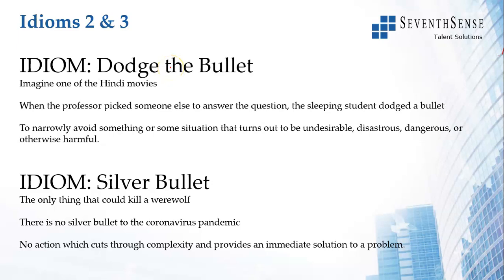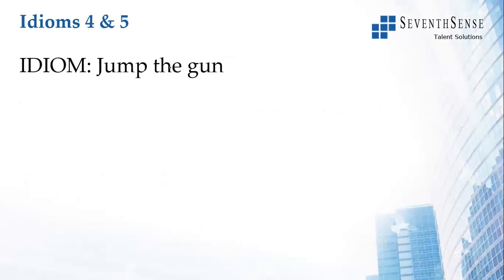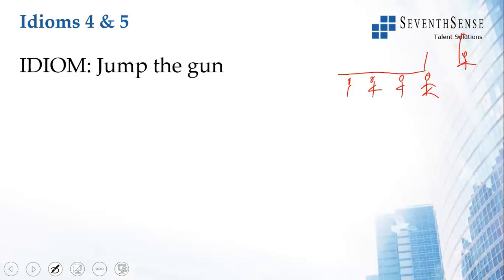So we've looked at bite the bullet, we looked at dodge the bullet, we looked at silver bullet. Let's look at idioms 4 and 5 on bullets and guns. Jump the gun. Have you seen a race? So in a race, all of the participants would be here, this would be the line. And there is a person here with a gun. Once he shoots in the air, these people start running.